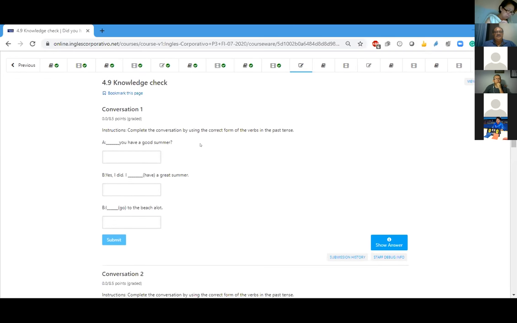Okay. Now we're going to go to the platform. And there is a conversation here, right? Complete the conversation by using the correct form of the verbs in the past. Okay, this is what we were doing last night, right? And what is the question here? Did you have a good summer? Here you can use a capital letter. Okay, did you have a good summer? Yes, I did.